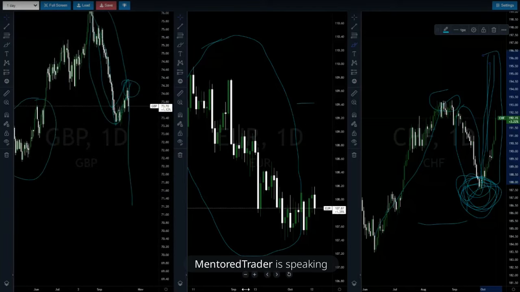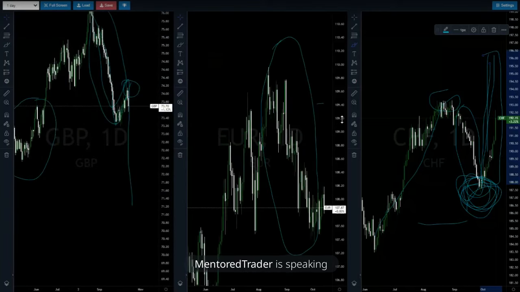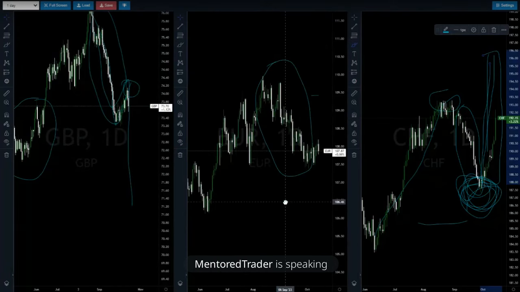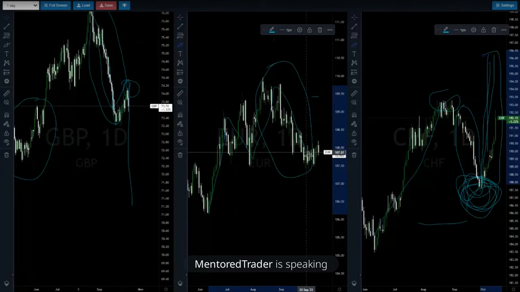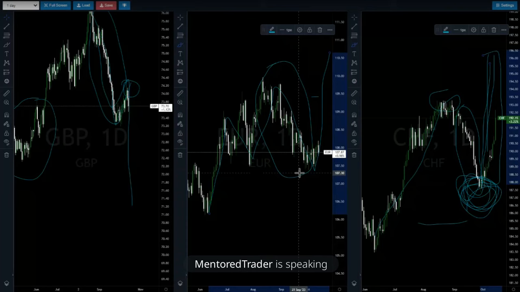Okay, understand? So we're expecting a weak GBP. How about the euro? You might ask. So let's say this is a rally, then a retracement, then a rally. Okay, let's expect this on the euro.